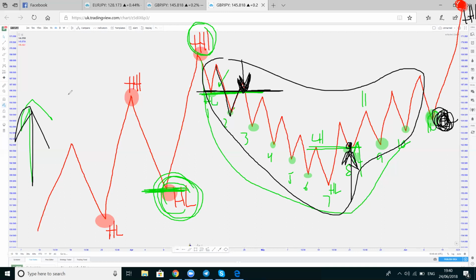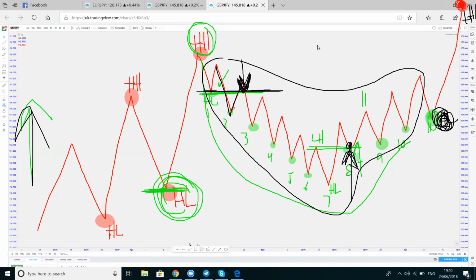Everybody understand the relationship between market structure and variation? Yes or no? Guys, everybody understand the relationship between market structure and variation? It's very important. Yes or no?